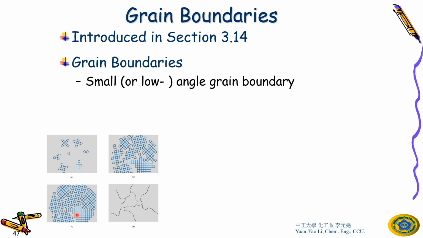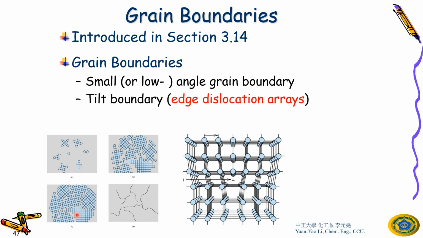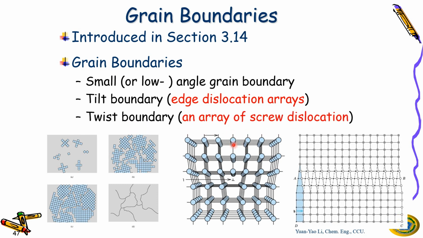So this is another one, called the tilt boundary. The tilt boundary is the edge dislocation array. I'm going to show you this very soon. Remember, this is edge dislocation, right? This is edge dislocation. And the twist boundary is the array of the screw dislocation. This is screw dislocation, right?